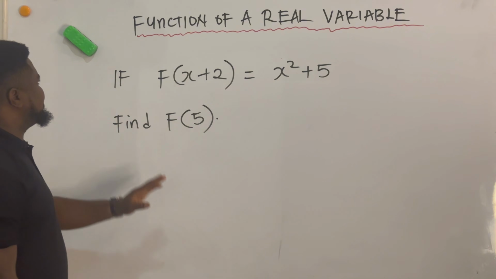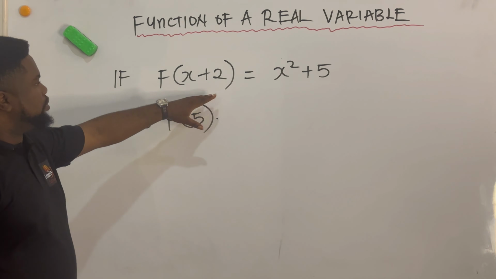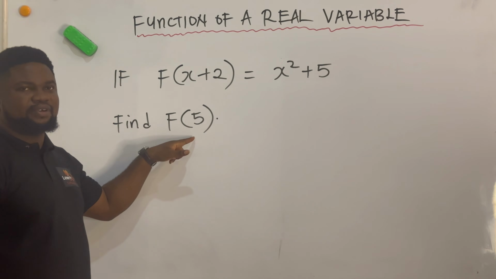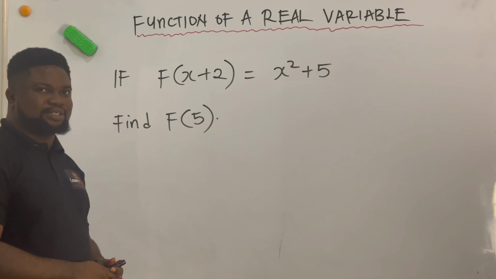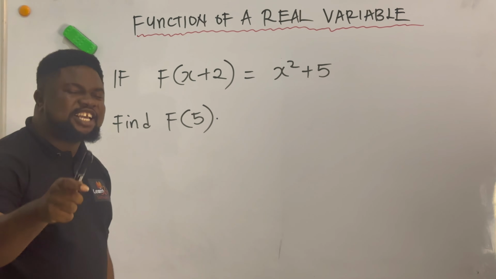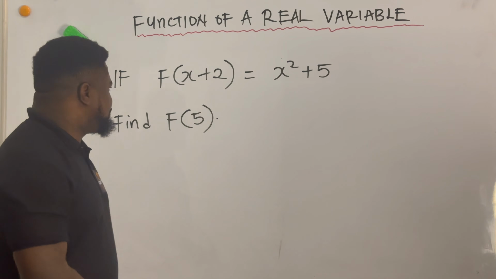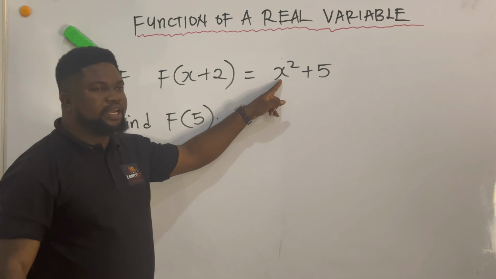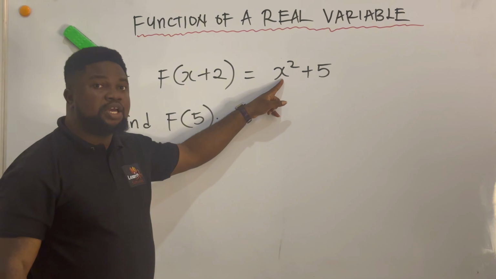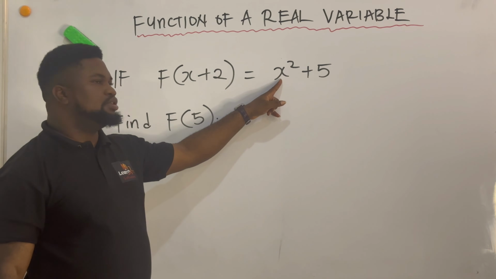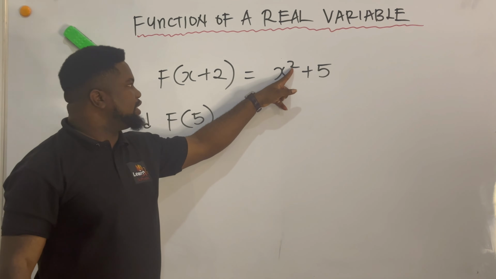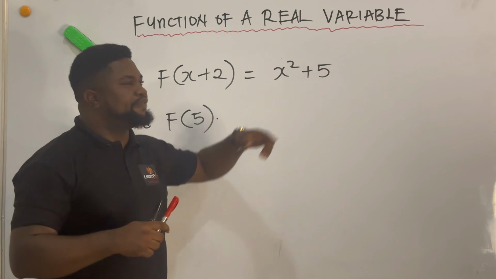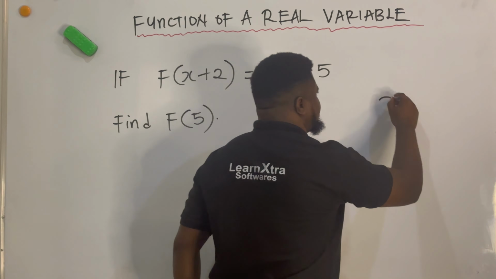The question says, if f of x plus 2 is equal to x squared plus 5, find f of 5. I know you can handle this, but your brain is telling you that to obtain f of 5, you go ahead and put 5 here. If you put 5 here, you have 5 squared plus 5. 5 squared, 25, plus 5, you have 30.